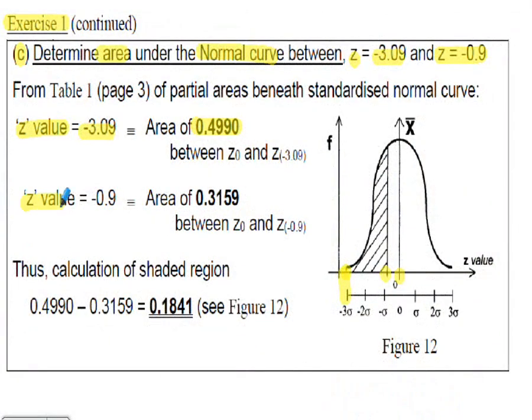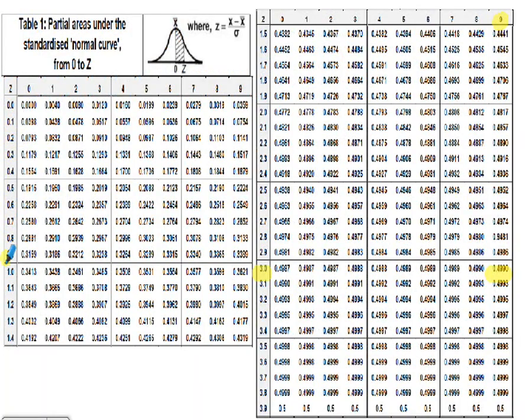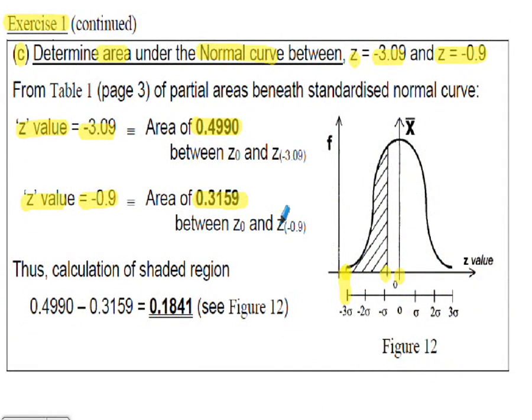And then for a z value of minus 0.9, the area is 0.3159. Again, we can check that on our table. For minus 0.9 here, 0.90, it's 3159. To find the shaded area between these two z values, we simply take one from the other. So in this case, we take the 0.3159 from the 0.4990 and that gives us a value of 0.1841. And that's the area of this shaded region here between the two z values.